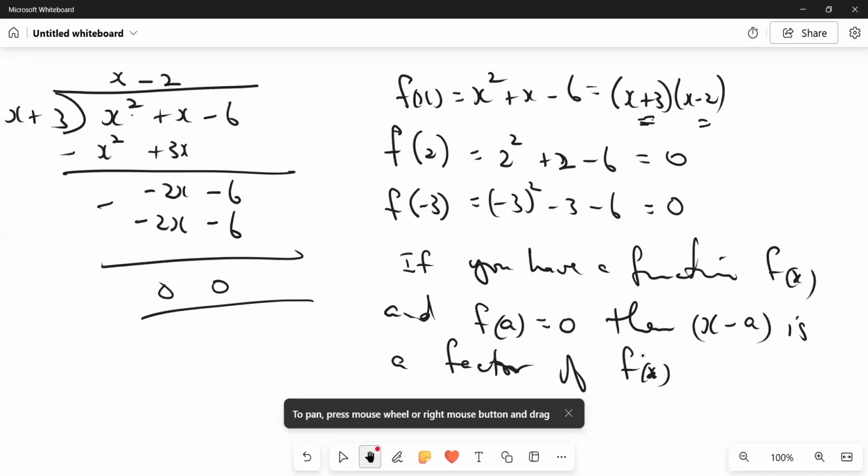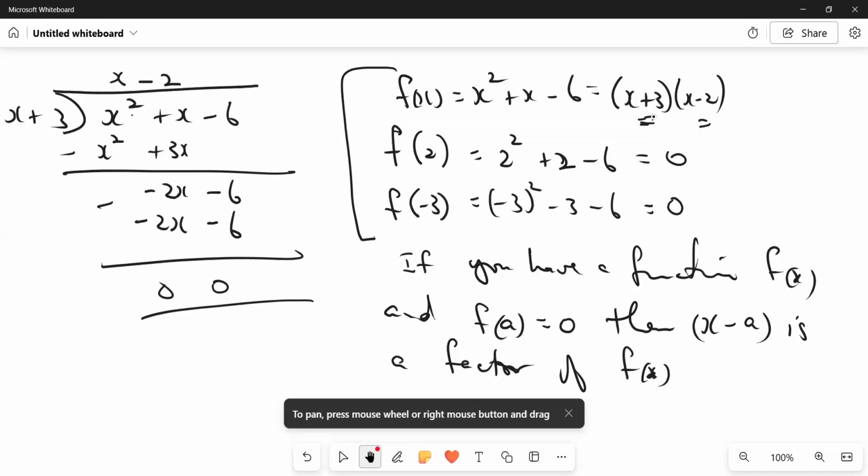See if that is not true. So if you have a function and you put in a number a, and the function works out to give you 0, then x minus a is a factor of the function. And that's what's happening up here, right? We're seeing that when we put 2 inside, it works out to give you 0. Therefore, x minus 2 is a factor. Down here, f(-3) gives you 0. Therefore, x plus 3 is a factor, which you see, right?